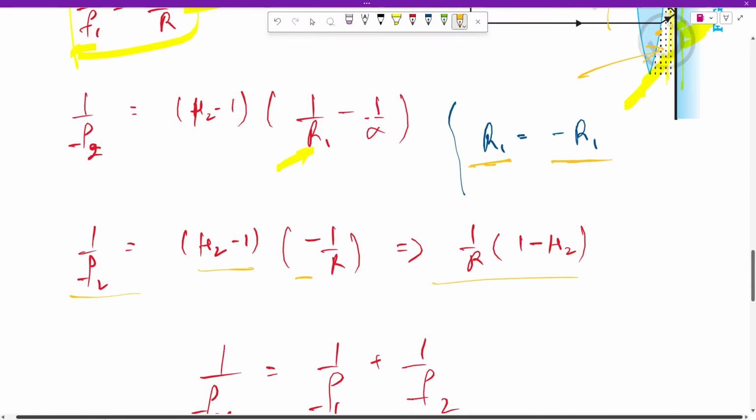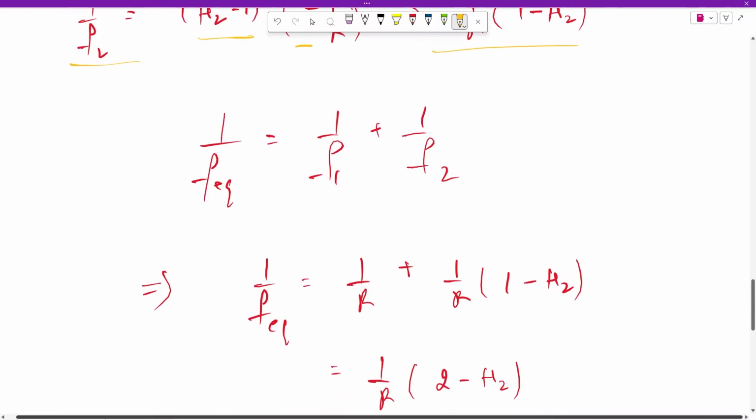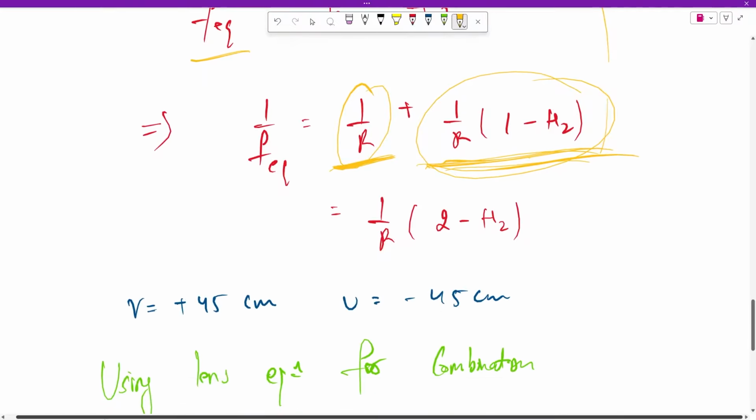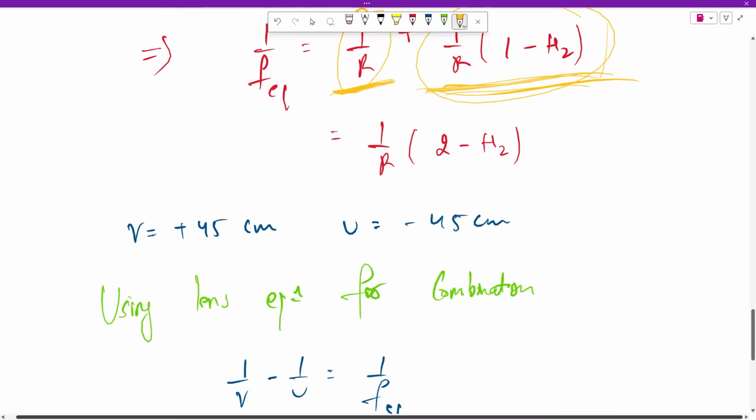Now we will calculate the equivalent focal length. So we know that the equivalent focal length is given by the addition of the inverses of the focal lengths, since they are both in contact and they are both thin lenses. So we can write 1 by f equivalent equals 1 by f1 plus 1 by f2. Now 1 by f equivalent would be equal to that of the glass and that of the liquid. So this is the liquid focal length, which we have calculated just now, and this is the glass focal length. So 1 by f equivalent would be equal to 1 by R times 2 minus mu2.